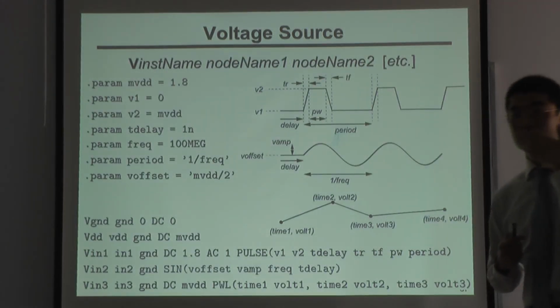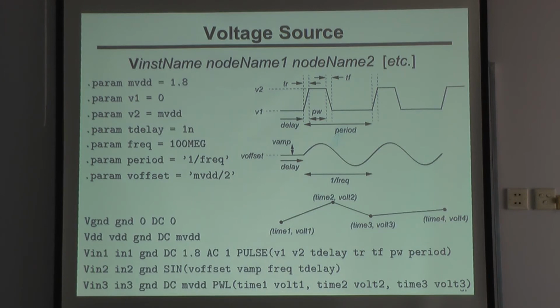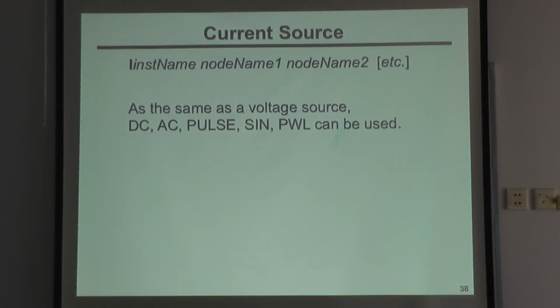For voltage sources, we have many kinds. We can specify pulse waveforms, sine waveforms, and arbitrary waveforms. So by using a text editor, you can write down this kind of voltage source. Current sources are also the same, starting with I for current source, and a current source can have DC, AC, pulse, and sine.